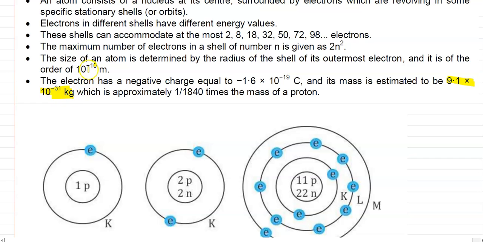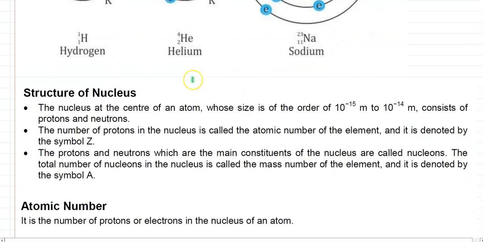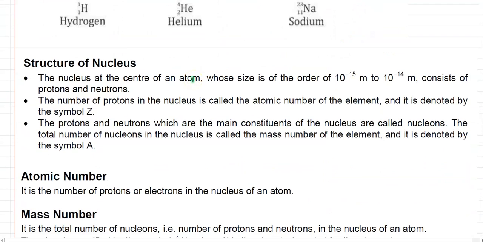This is approximately 1 by 1840 times the mass of a proton. That means the mass of a proton is 1840 times that of an electron. So, the structure of the nucleus. The nucleus consists of proton and neutron as basic particles, and there are also many more particles like pi mesons, kaons, leptons, positrons.